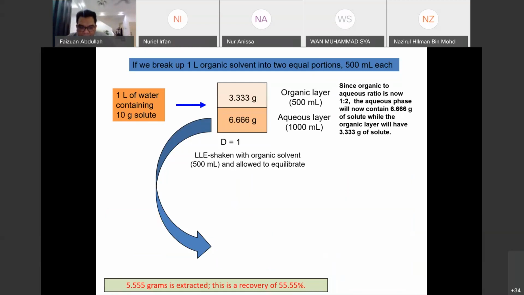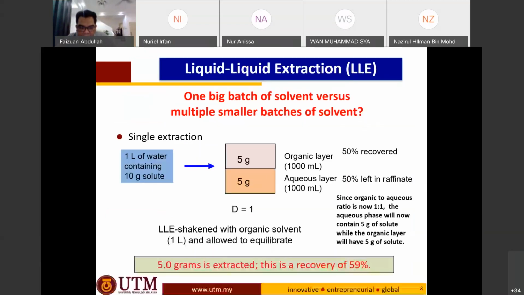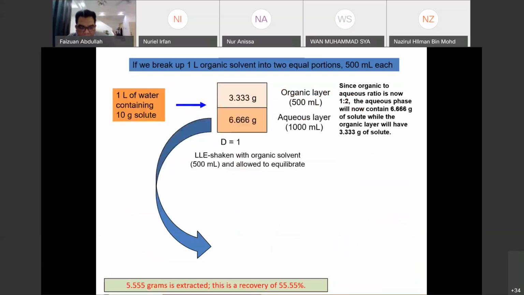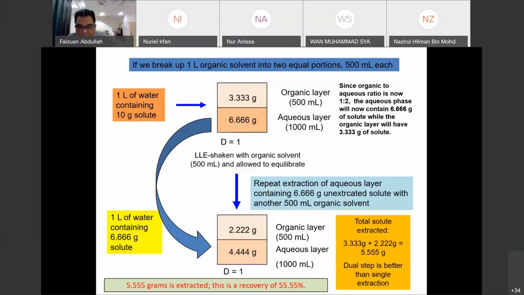So which one is better? The first step, right? Because now after we divide the solvent into 2 steps, 55.55% of recovery. Recovery meaning that if we assume that we have 10 grams of solute, then after this step, we only extracted 5.555 grams of the solute. So the recovery is 55.55%, right?